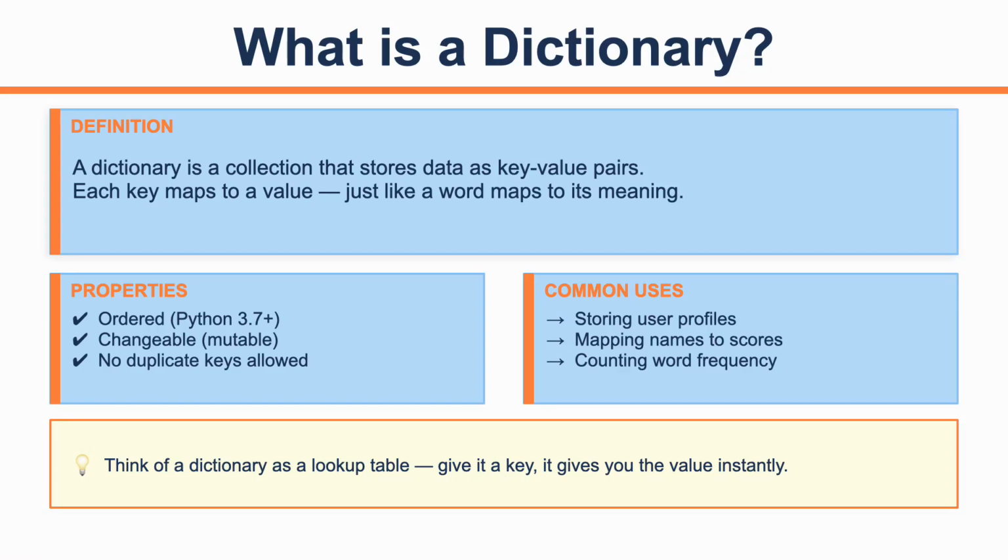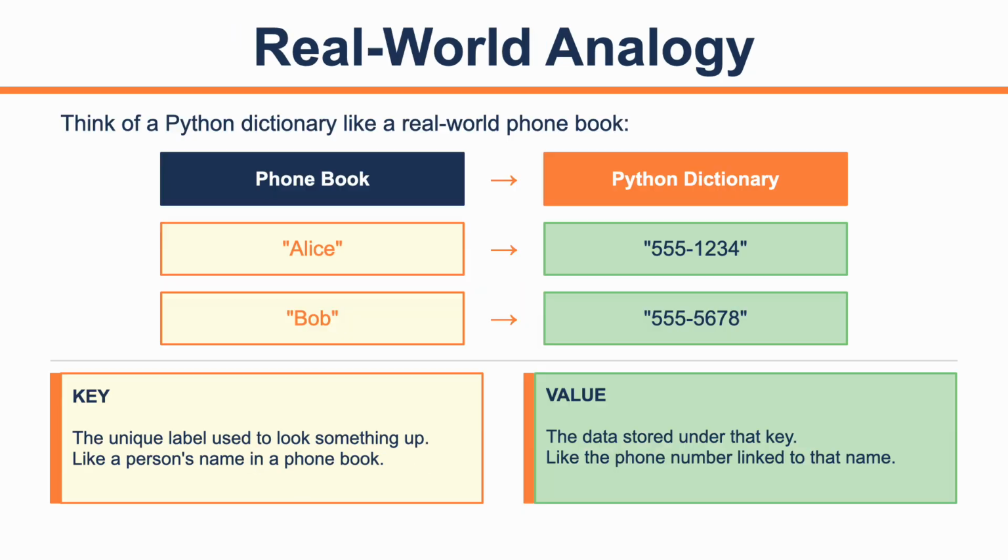Today we are going to learn about Python dictionaries. A dictionary is a collection that stores data in key-value pairs. Every key maps directly to a value, making it one of the most powerful and commonly used data structures in Python. A great way to understand dictionaries is through a real-world example.